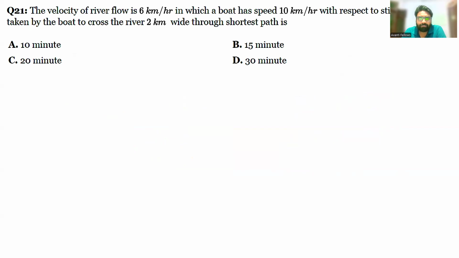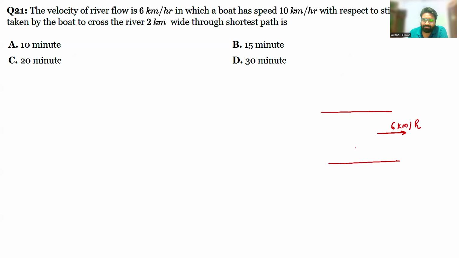The velocity of river flow is 6 km per hour, in which a boat has speed 10 km per hour with respect to still water. With respect to still water means the velocity of the boat is the absolute velocity of the boat. Time taken by the boat to cross the river of 2 km width through the shortest path is... now let's say this is the river and it is flowing in this direction with a velocity of 6 km per hour.